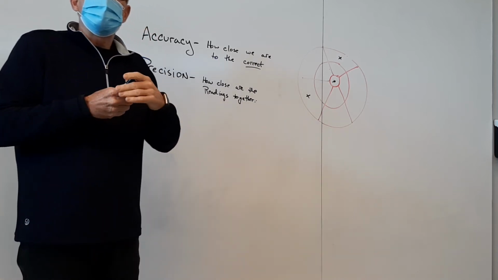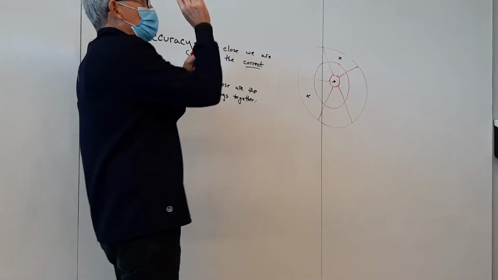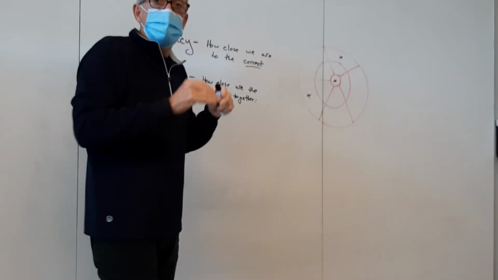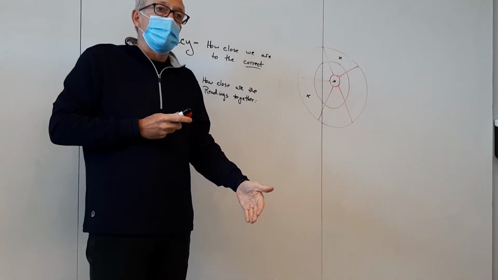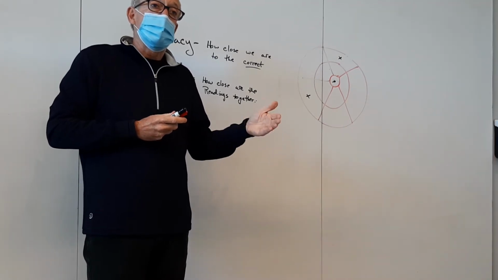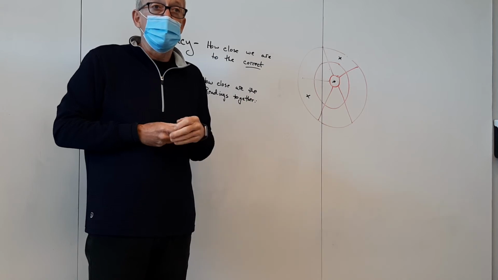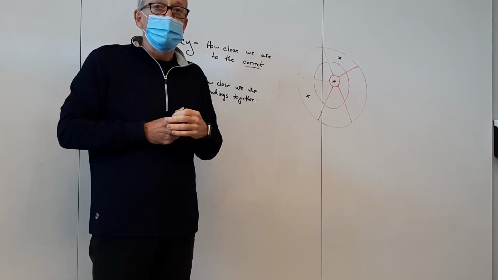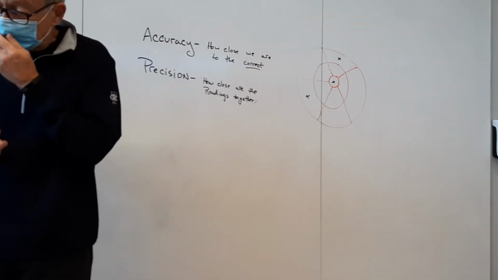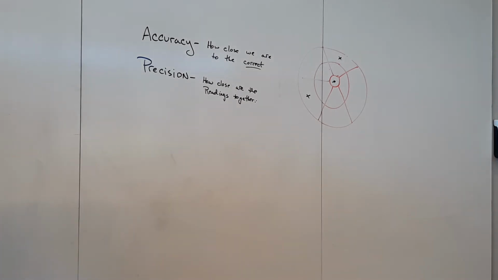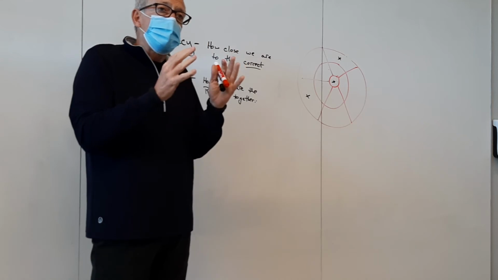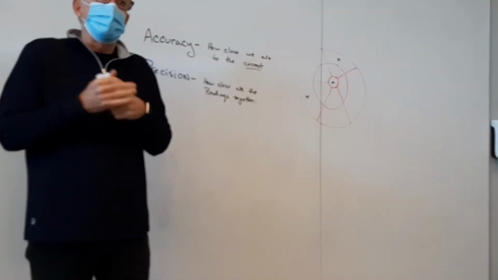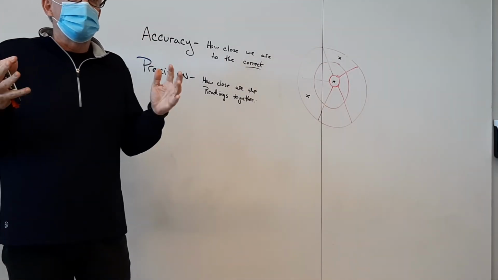You know, you're shooting foul shots, and you shoot 10 foul shots and they all hit off the front rim and bounce down. You're not accurate, but you're precise because they're all hitting the same area. Accuracy and precision. That's really important because when we talk about measurements, the precision is going to be based on what kind of instrument we used.